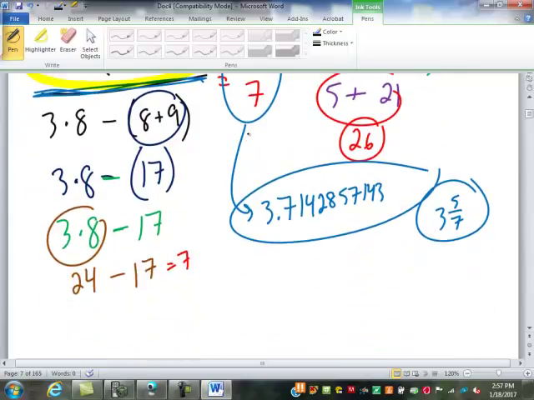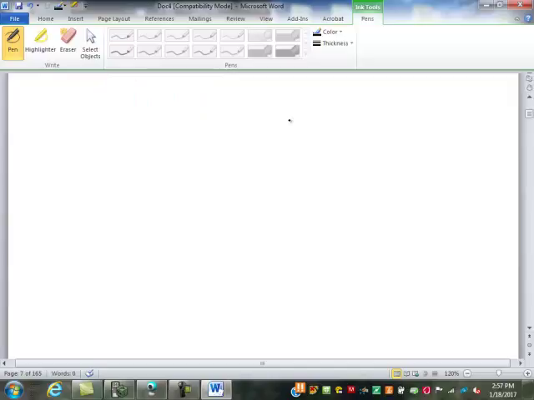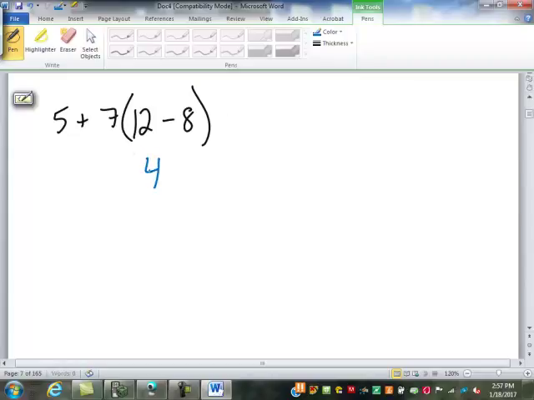Okay, so now our next step is to go back to the algebra and put in symbols. So I'm going to give you one in numbers, and then I'm going to give you one in symbols. This one's a relatively simple one. 5 plus 7 times 12 minus 8. So what we would do first here, of course, is the parentheses. The 12 minus 8 is 4. Then what would we do?